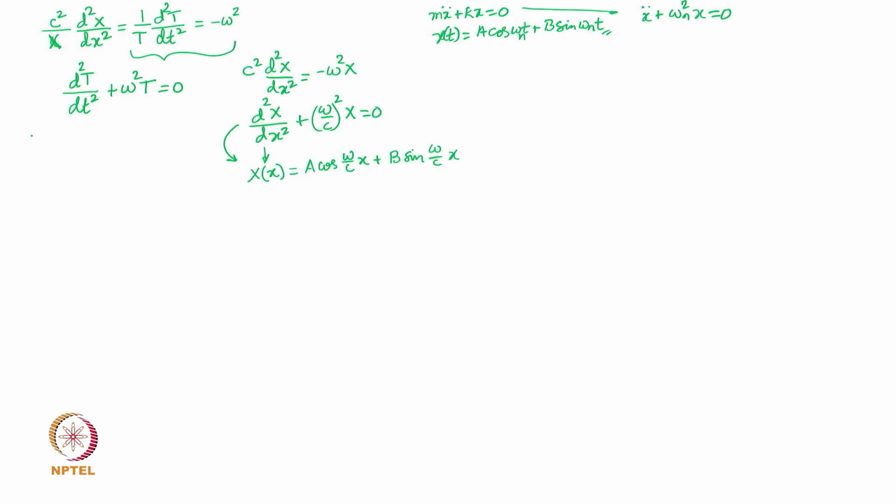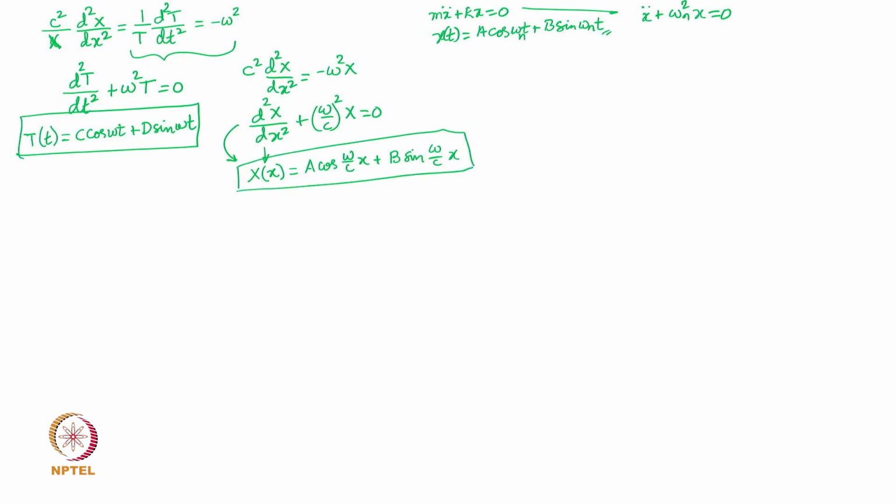On similar lines, this particular function in time, capital T as a function of time, can be written in a general solution as c cos omega t plus d sine omega t. Okay, so these are the two general solutions that we have for each of these individual functions.